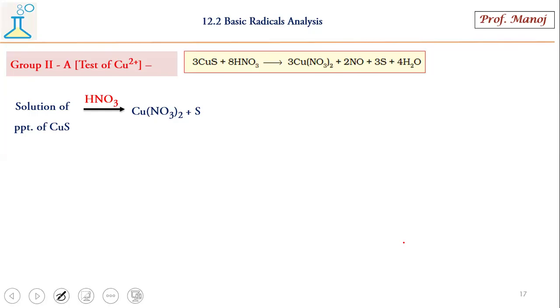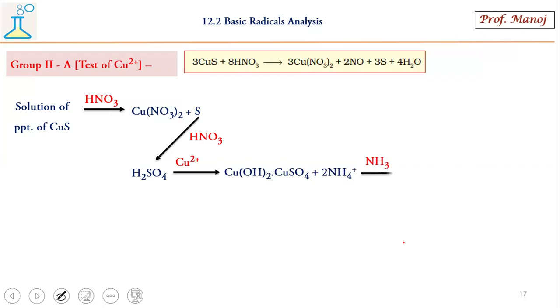Those who remember the chapter of redox reactions, these are the same reactions that you used to get for balancing in the redox chapter. The same reactions are of this chapter. Going ahead, this sulfur is now treated with nitric acid. It gets oxidized to sulfuric acid. Now once again copper from copper nitrate reacts here. It forms a complex. When further treated with ammonia, it forms a complex of copper which is deep blue in color.